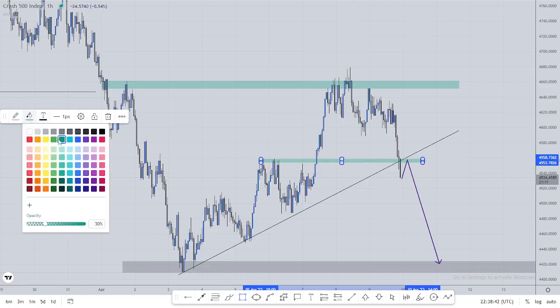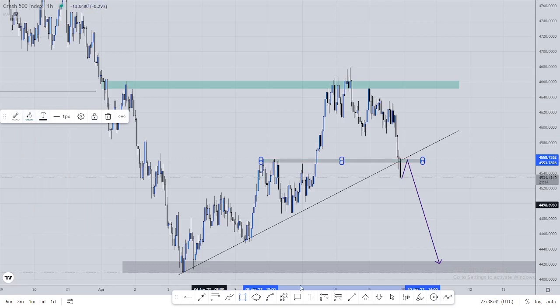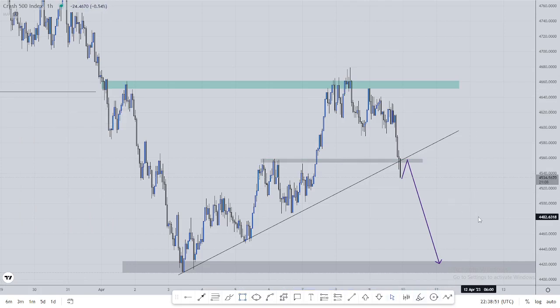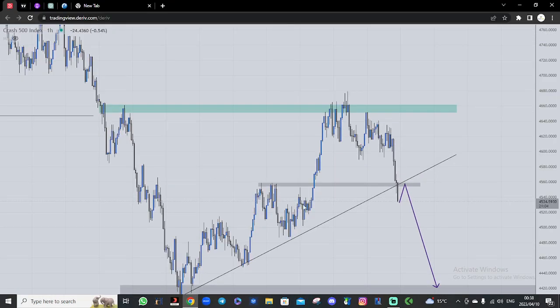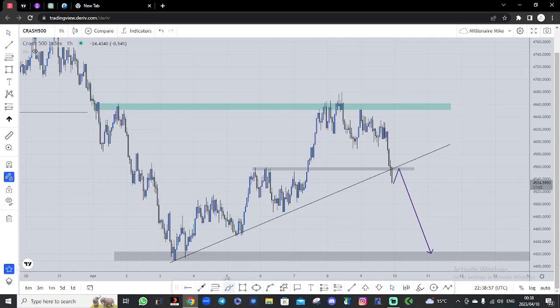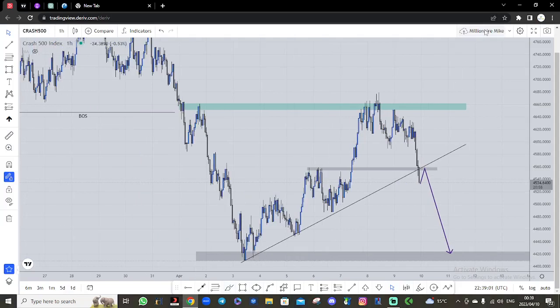So this is what I'm looking at. Right, I just want a pullback. Once we get a pullback into that trend line, we're going to enter ourselves all the way to the bottom. So this is the analysis that I'm currently looking at. Nothing much to add there. I don't think there's anything to add. If there's anything to add, I'll actually notify you. The moving average, if you check, it's already up.